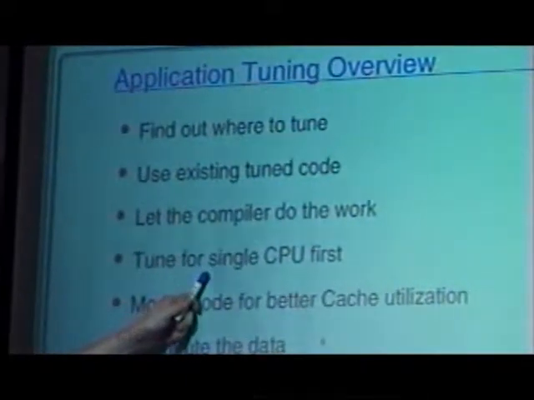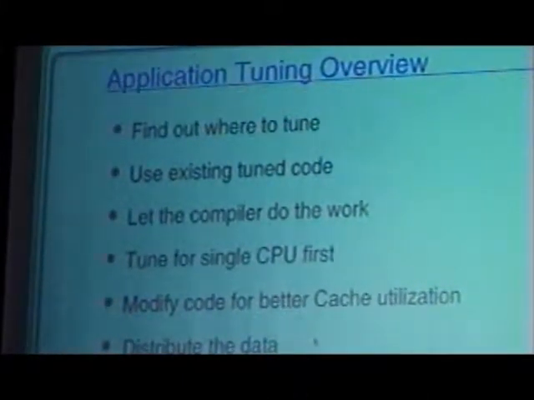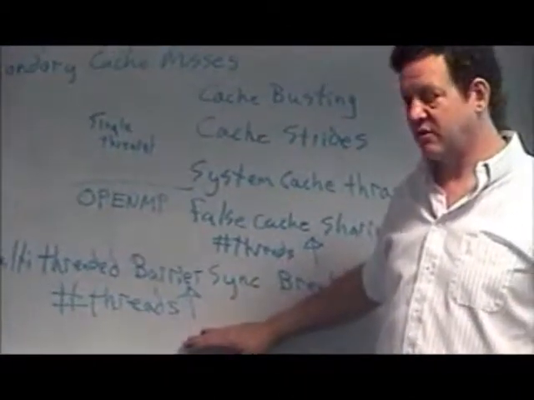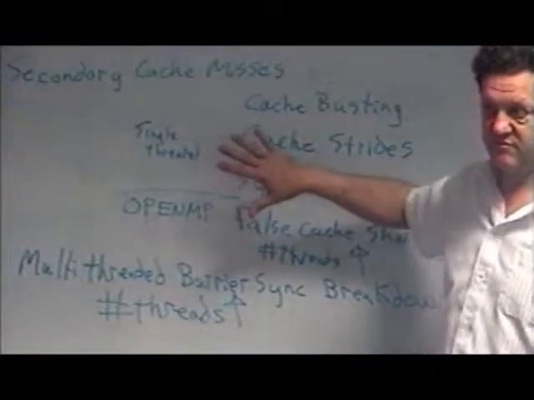Fix for a single CPU first, resolve the TLB miss problems, resolve the secondary cache miss problems before you deal with false cache sharing and barrier synchronization problems. Okay, fix these issues first.